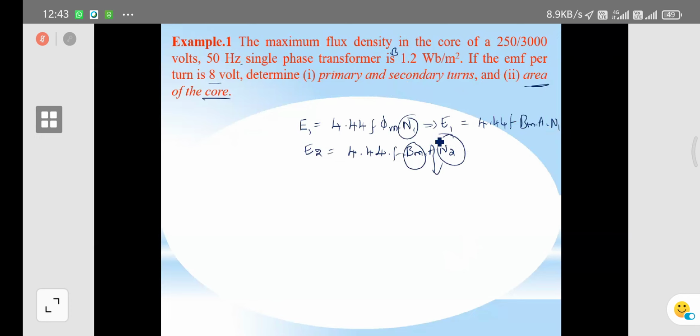Bm is given here. You have to find the area of the core, and the primary and secondary turns. First of all, the problem gives 250 by 3000, so you take V1 by V2. This is the primary voltage, and this is the secondary voltage.